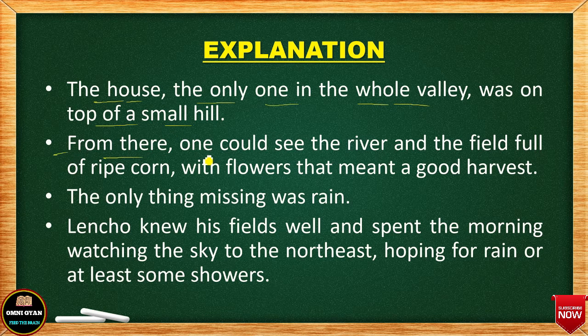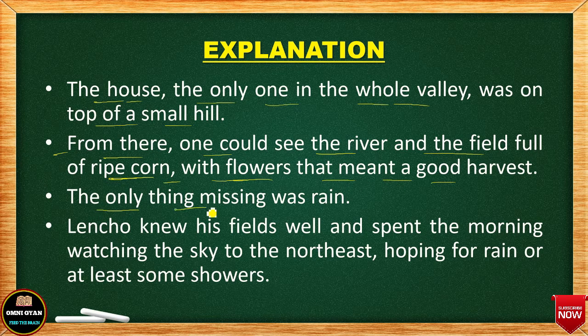And from there one could see the river and the field full of ripe corn with flowers that meant a good harvest. ठीक है, तो उस टॉप ऑफ द हिल से क्या क्या देखा जा सकता है? आप लोग क्या देख सकते हैं? रिवर देख सकते हैं, फील्ड देख सकते हैं फुल ऑफ राइप कॉर्न, ओके, एंड देयर आर फ्लावर्स ऑल्सो दैट यू कैन सी फ्रॉम द टॉप ऑफ द हिल. And this field had a very good harvest, okay, but there is a problem.